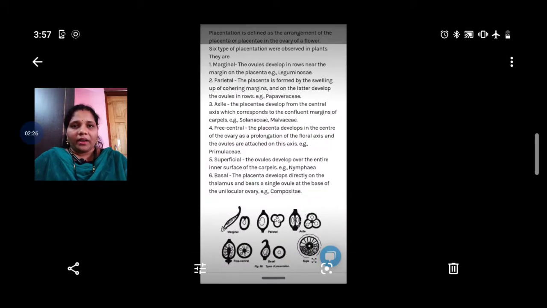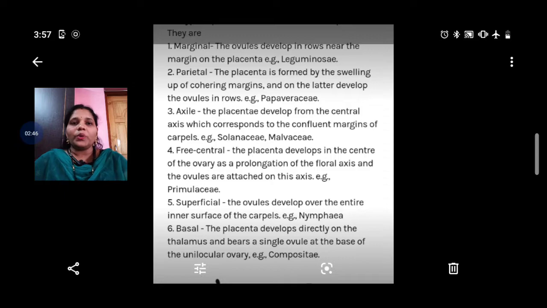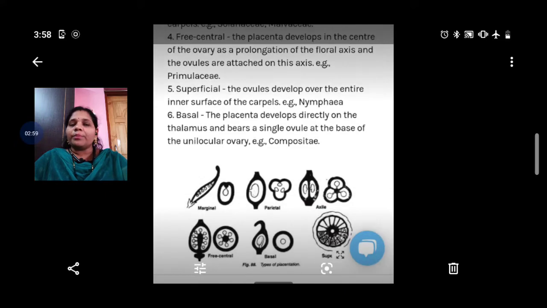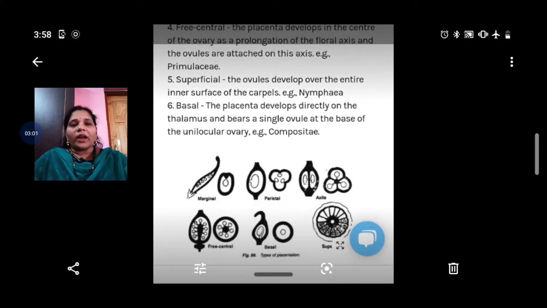Actually, as you saw, different fruits have different placentation. According to the arrangement of placenta, the placentation is of 6 types, which is not given in your book. Still, I think I will tell you about that. Actually, there are 6 types of placentation. One is marginal, parietal, axial, free central, then superficial, then basal. We will read one by one.